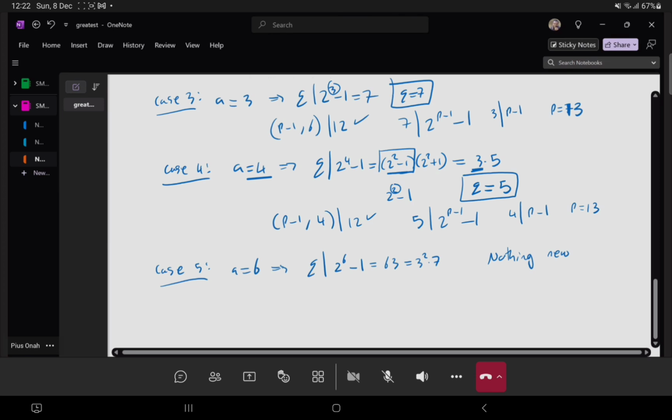In fact, from the previous question, we already know they don't have this order, right? Because they already fall under this other category. Yeah, so the order here actually gives no solutions. So now we can move on to case 6.